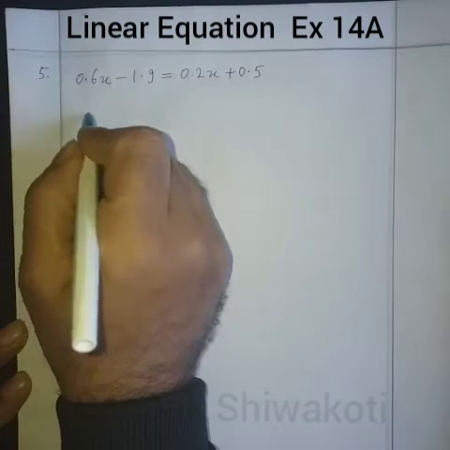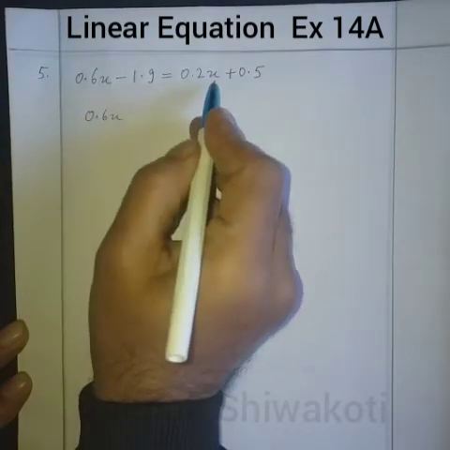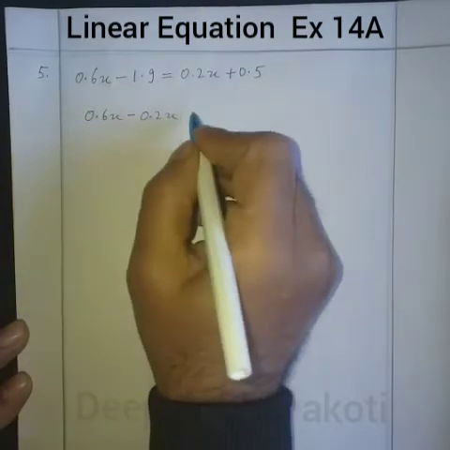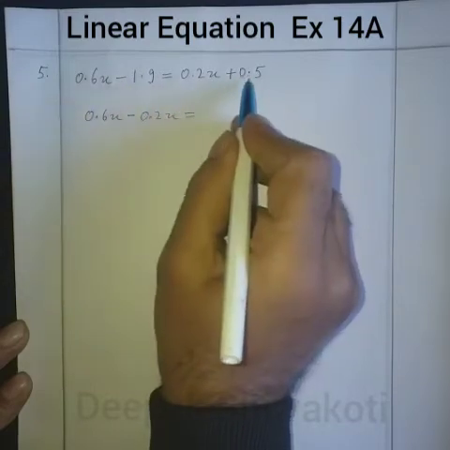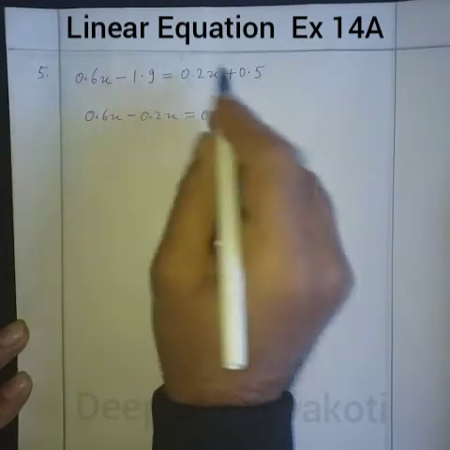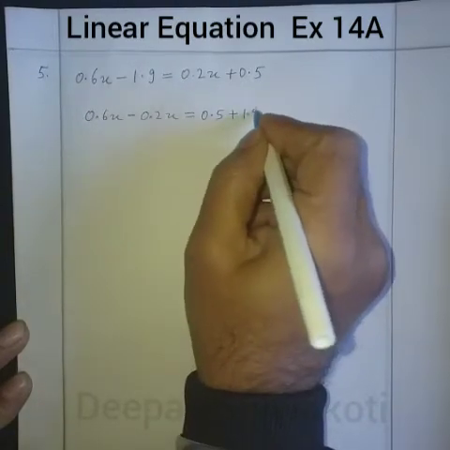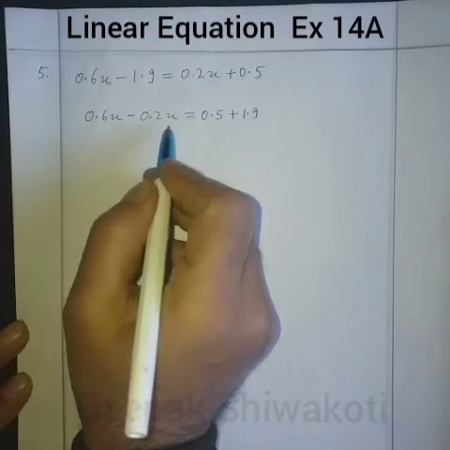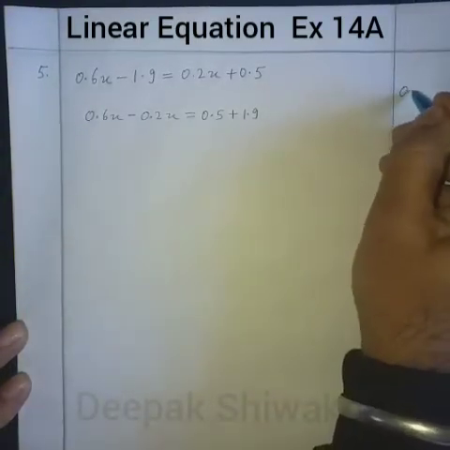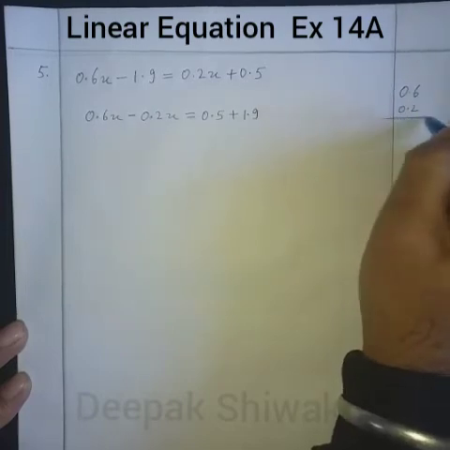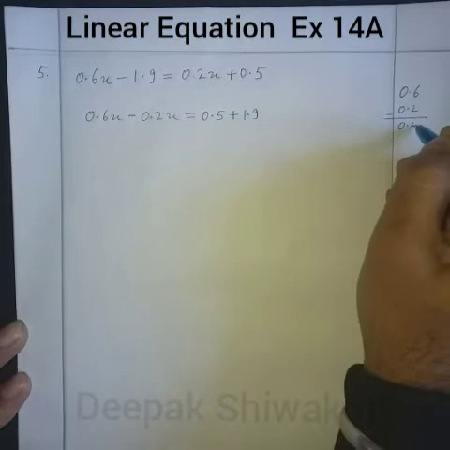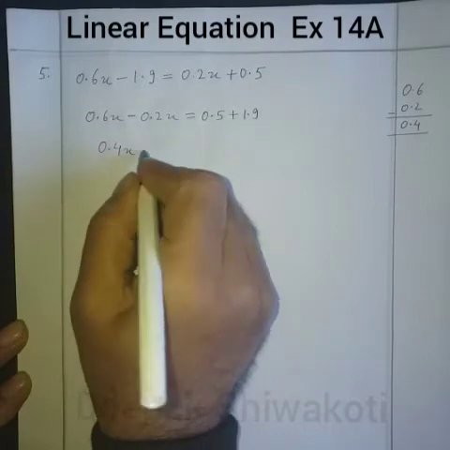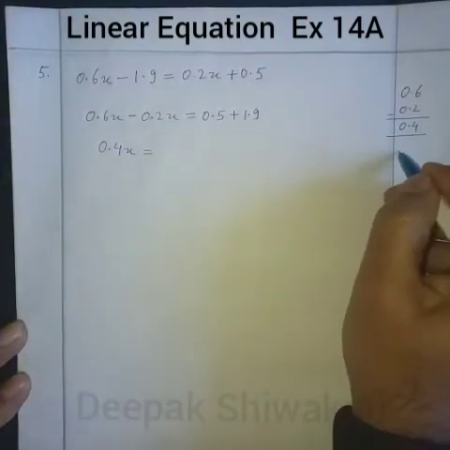That is, variables on one side. This one is a variable with x, so we'll bring it this side: minus 0.2x. And all constants on one side: 0.5, minus comes this side as plus 1.9. Now 0.6 minus 0.2, if you subtract, how much are we going to get? 0.4, isn't it? 0.4x this side.